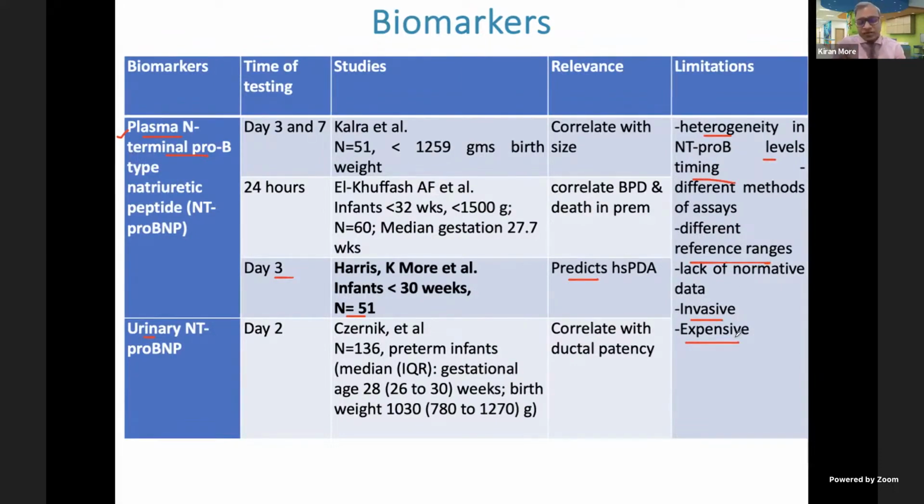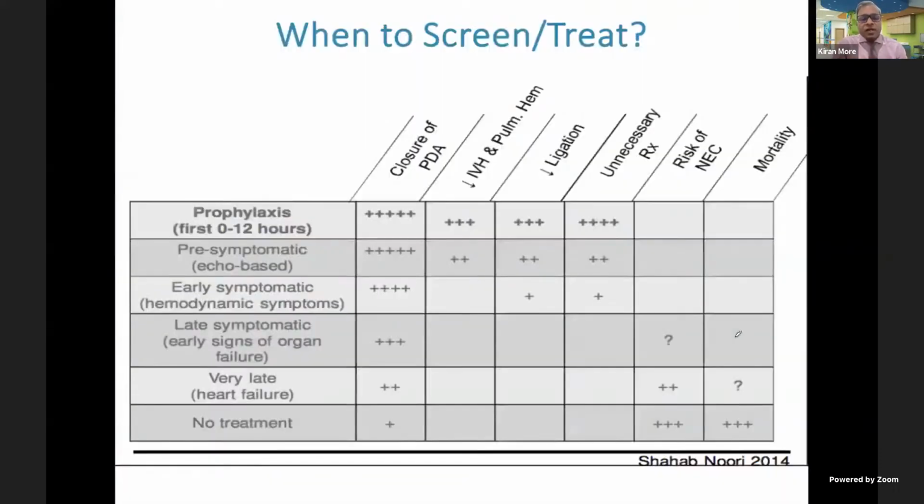But it could be an additional marker along with the echo to help you to predict that the ductus might remain open, and it could be a good marker for even doing studies related to the PDA. Now, I think this slide is very important, but we will have this slide because this will steal away all the discussion about management principles.